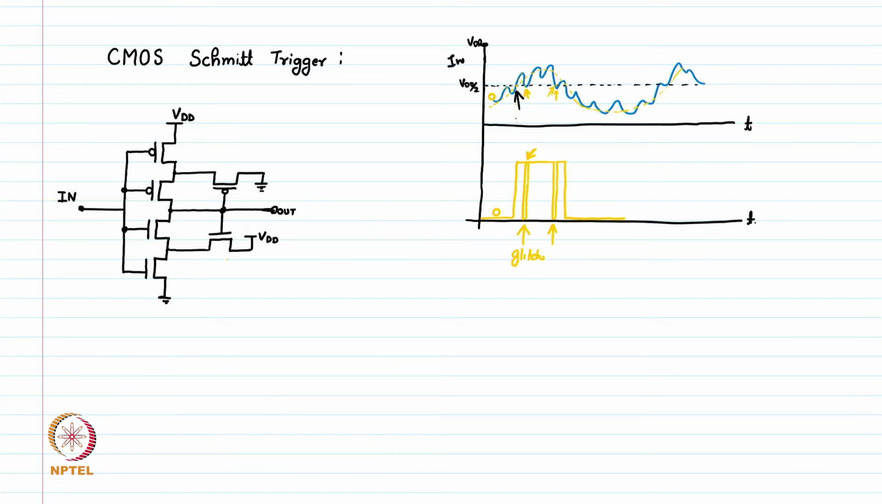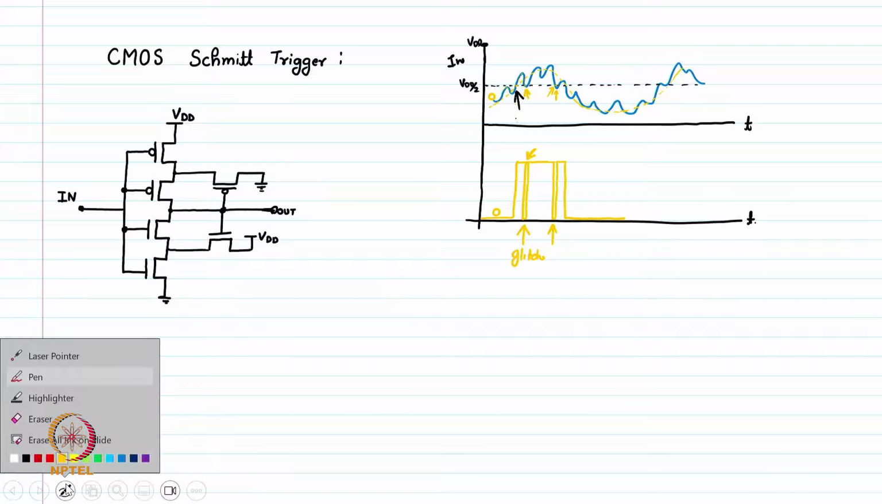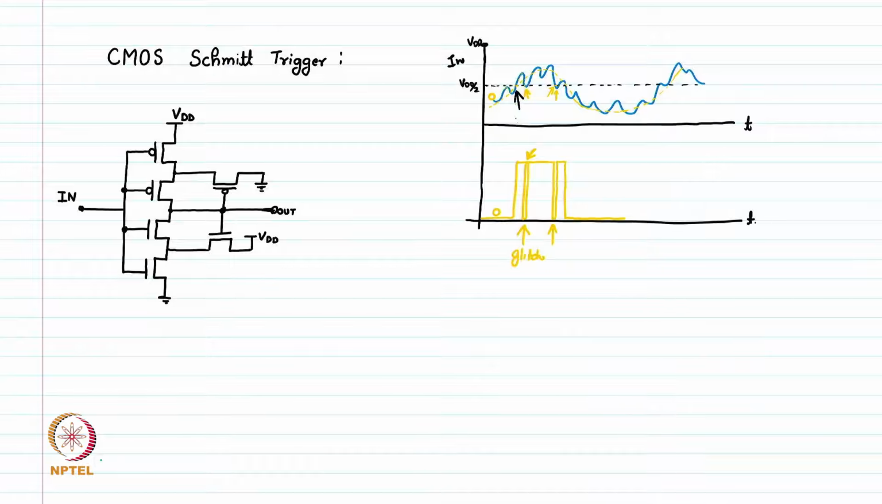Now, if we have this Schmitt trigger, what the Schmitt trigger does is it has VIH and VIL levels differently. It means it has two thresholds now. Let us take the green color now, which is for the Schmitt trigger. So, now the Schmitt trigger has two detection levels. One is this upper threshold and this is the lower threshold.